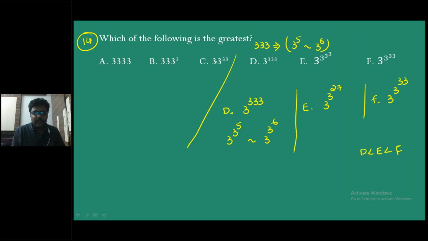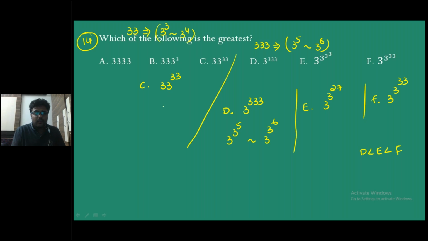Next one, let's think about C. C they're given 33 power 33, 33 power 33, right? What we can do, 33 can be written as it is in between 3 power 3 to 3 power 4. It lies in between 3 power 3 to 3 power 4. Agreed? Excellent.